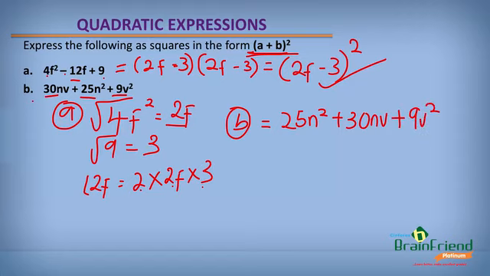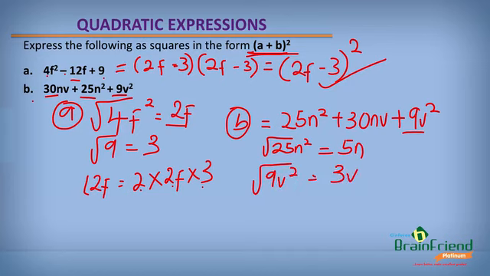Now, the square root of 25n squared is 5n. The square root of 9v squared is 3v. And then 30nv is equal to twice the product of 5n and 3v.